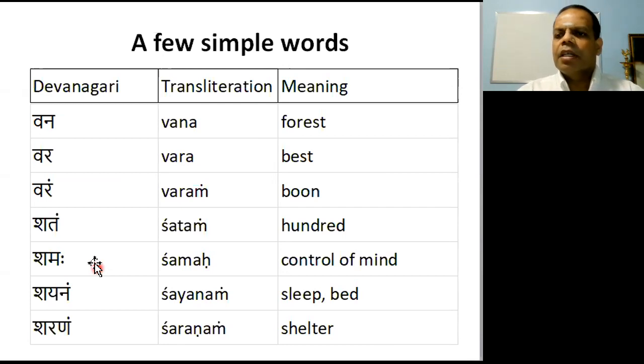The next word is shamaha. Shamaha is a quality which we have to cultivate. Shama, Dhamma, Swami talks about. We already looked at Dhamma. Shamaha is control of the mind, controlling the senses, controlling the mind. I don't want to go into details. It's also just being calm. Shamaha.